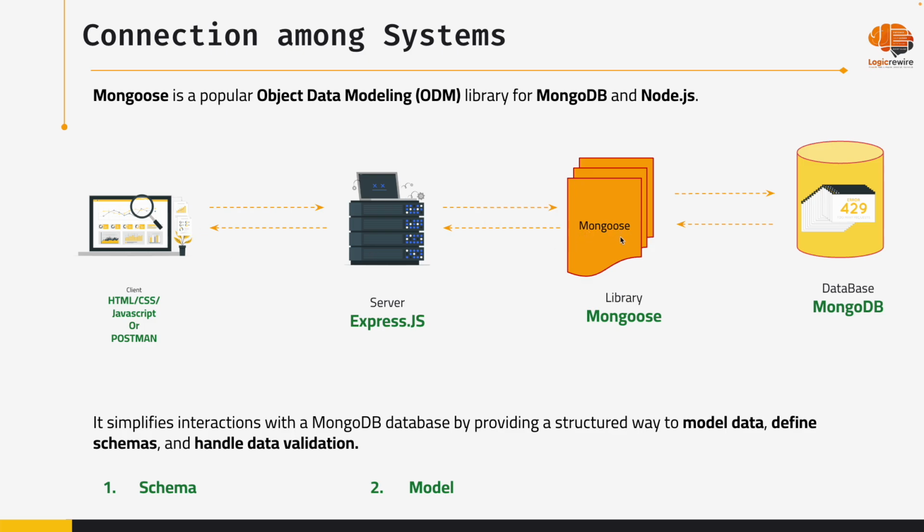So there should be the Mongoose library. We are going to use the Mongoose library in our Node.js application. So we are binding Express.js and the Mongoose library together. Okay, Amar?